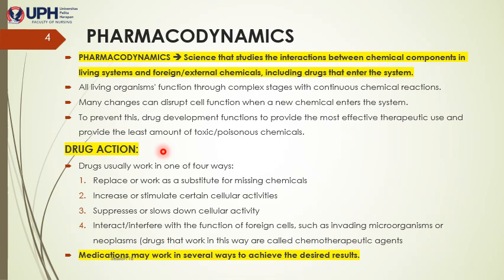Drug action actually works in one of four ways. The first one is to replace, or work as a substitute for, the missing chemicals, and to increase stimulation in certain cellular activities, as well as to suppress or slow down cellular activity. And the last one is to interact or interfere with the function of foreign cells such as invading microorganisms or neoplasms. These are the drugs that work in the way that we call chemotherapeutic agents. Medications may work in one or more of these ways to achieve the desired results inside the body.